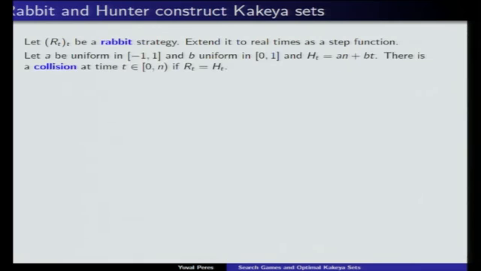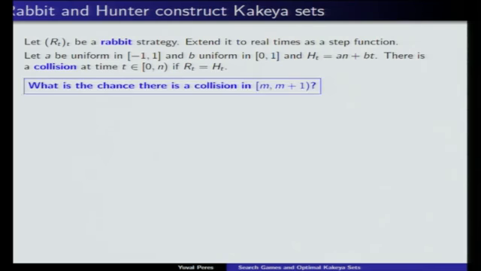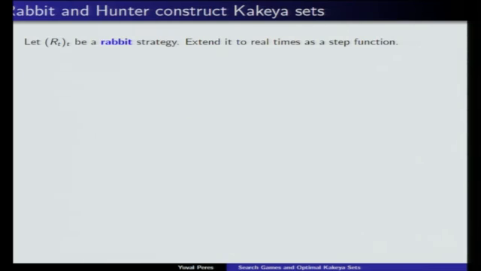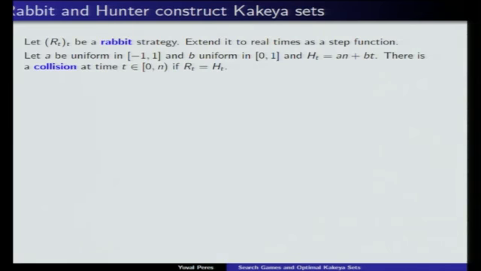it turns out that Kakeya sets arise from any good counter strategy of the rabbit to the previously described hunter strategy. So to describe this hunter strategy, remember we took A uniform, and it doesn't matter in 0, 1, or here I'll take it in -1, 1, it's equivalent, and B uniform in 0, 1, and let the hunter be at time t in location an plus bt. And then we measure a collision if the rabbit and the hunter coincide.